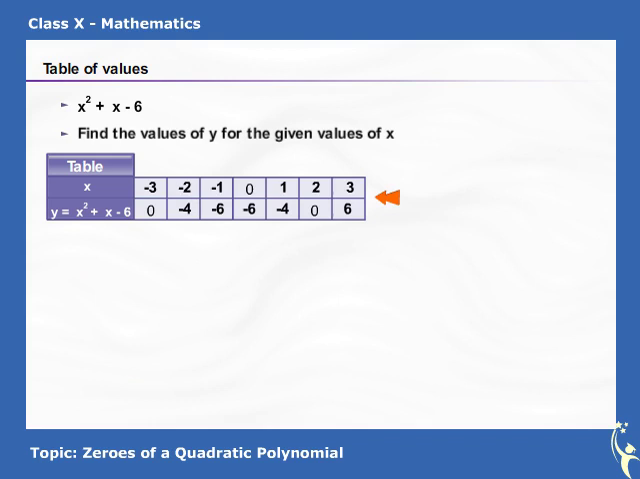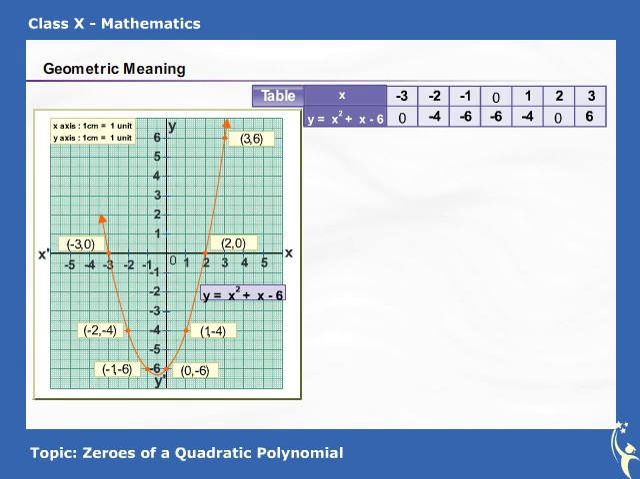We now have the completed table. From the table, find the zeros of x squared plus x minus 6. Key in the answers. We draw the graph of y is equal to x squared plus x minus 6 using the table of values which we have developed. Observe the graph carefully.